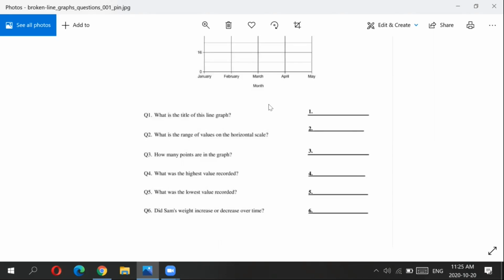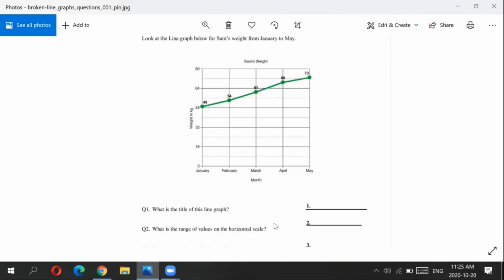So, sa topic pa lang, broken line graph, it displays the quantity over time. Makita nato ang results kung ni-increase ba siya or decrease or ni-improve. So, answer nato ani kay increase.